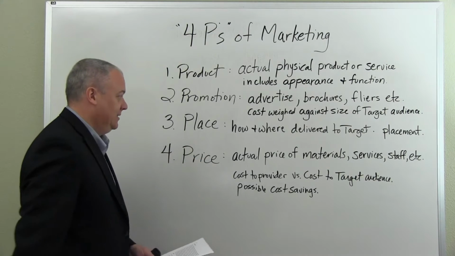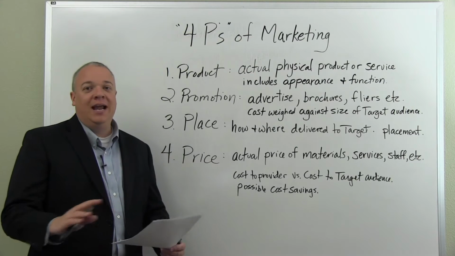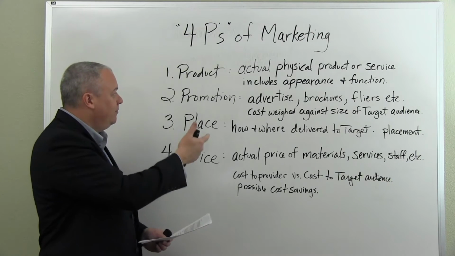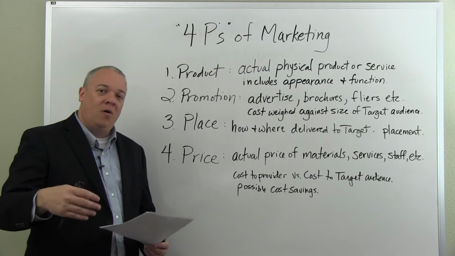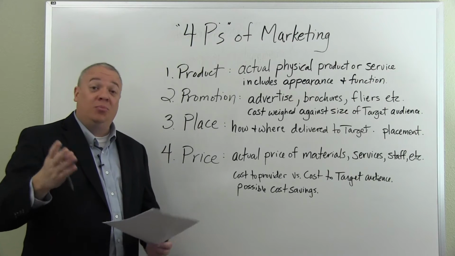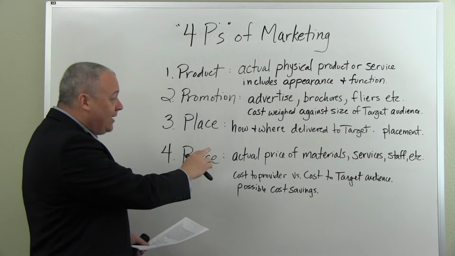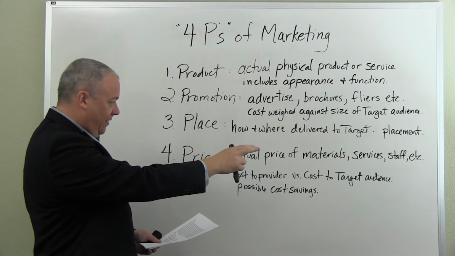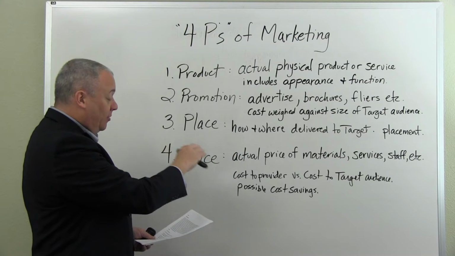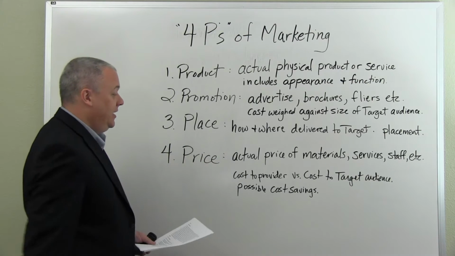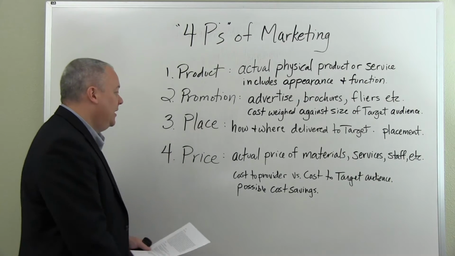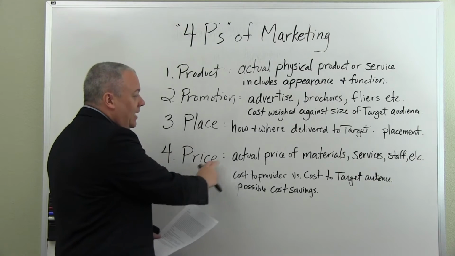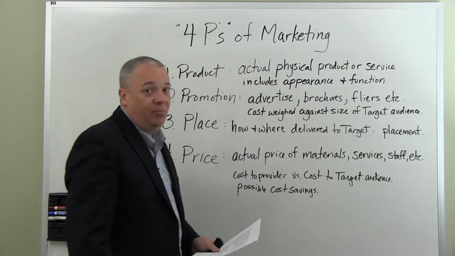And then finally, price. Before you've done any marketing, we've talked about our product, we've talked about how we're going to promote it, we've found a place, but now we need to say, how much are we going to charge for it? What's the good price point here? So you need to have the actual price of materials, services, and staff, the cost to the provider versus the cost to the target audience, and then ways you can possibly bring in cost savings. So there's the actual price, and then there's the price that we're going to put on it.